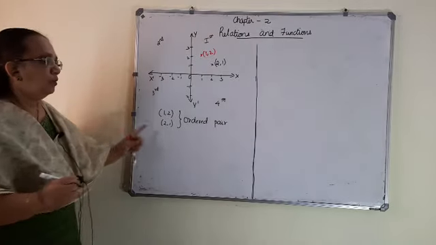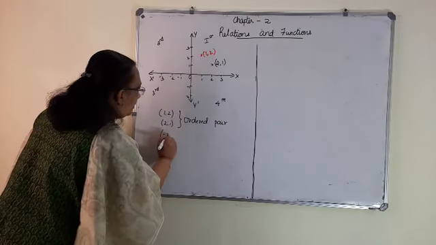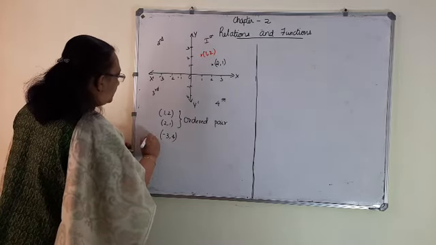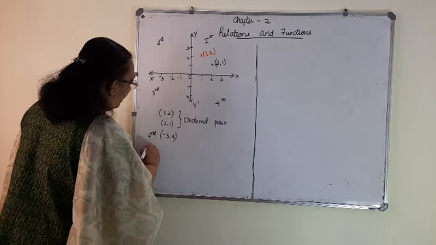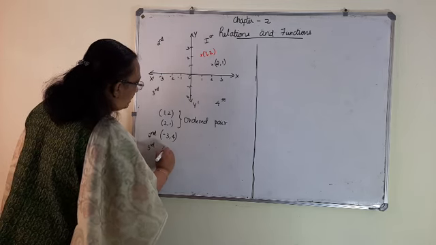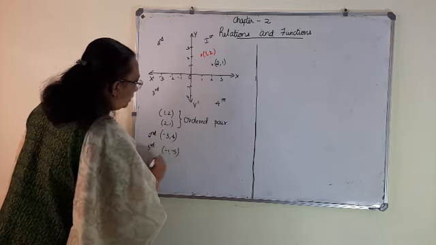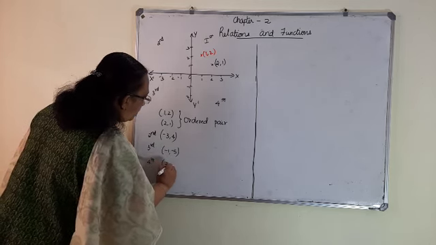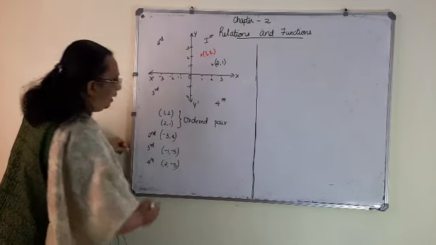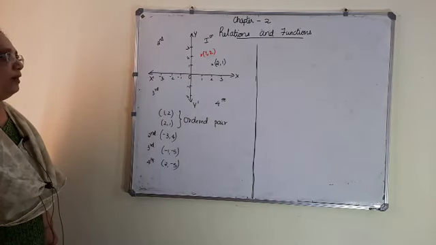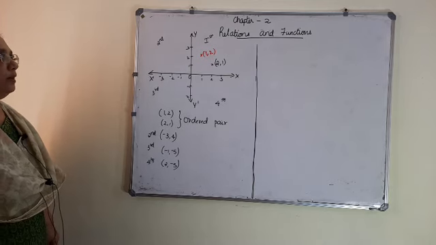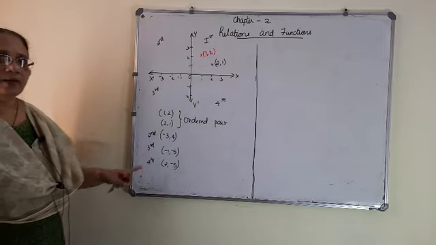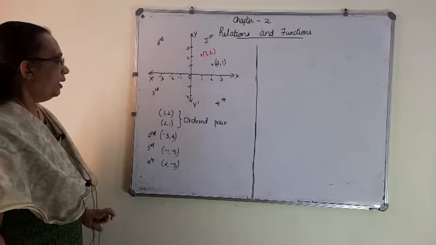And one more, (minus 3, 4). Where does it belong? It belongs to the second quadrant. And in the third quadrant, what is the speciality? (Minus 1, minus 5): both are negative. And in the fourth quadrant, the x coordinate is positive, the y coordinate is negative. And in the first quadrant, all the x and y are positive. Ordered pairs.